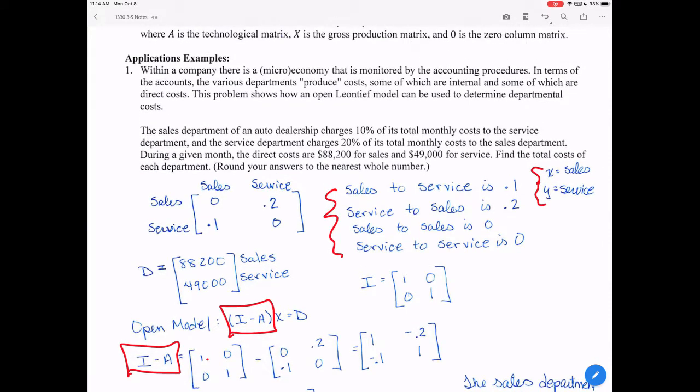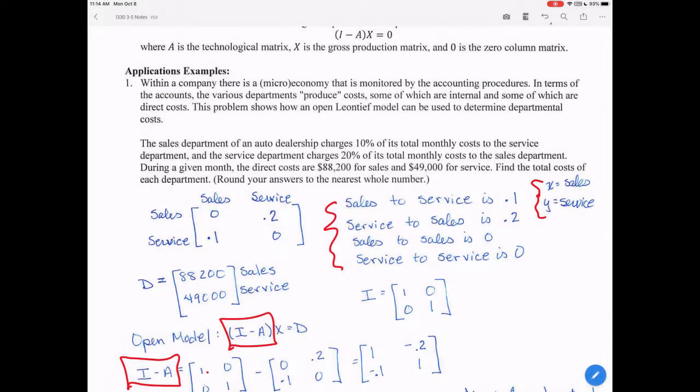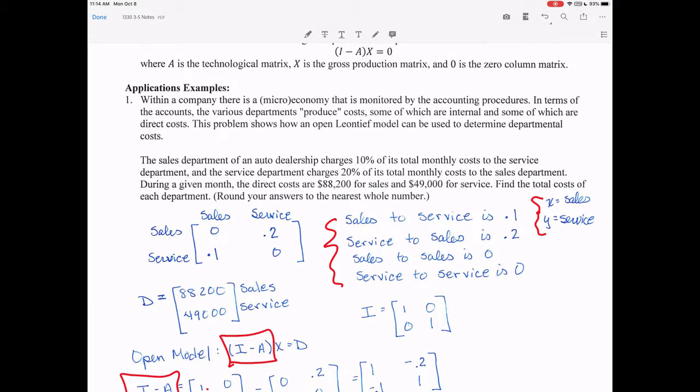number 1. So, number 1. The sales department says the dealership charges 10% monthly cost to the service department. So sales to service is 0.1. Okay? And the service department charges 20% totally monthly cost to the sales department. So service to sales is 0.2. Okay? And then it's 0 sales to sales. So the sales department doesn't charge itself.